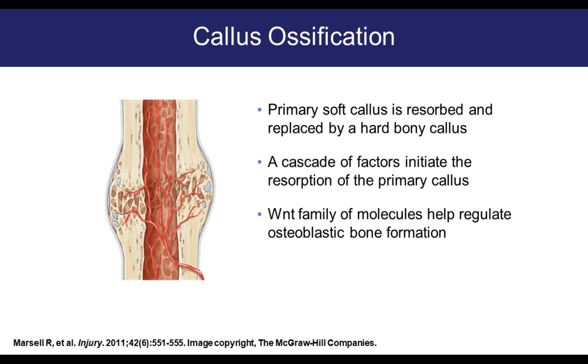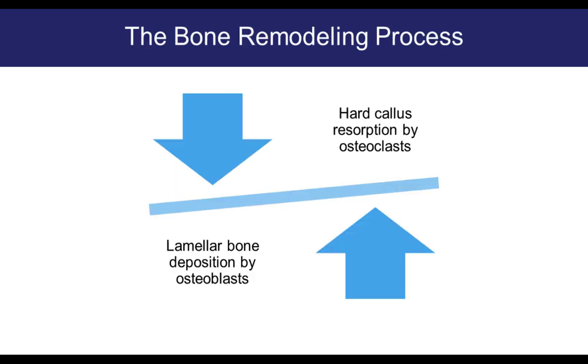And that primary soft callus, that cartilage callus, is resorbed and replaced by a hard bony callus. A cascade of factors initiate the resorption of this primary callus. So again, very similar to the response to fracture, bringing in stem cells and growth factors. We need that for the continuation of secondary bone healing to go from cartilage to bone. I've heard it pronounced WNT, but the WNT family of molecules helps to regulate the osteoblastic bone formation. And again, you want those factors to be present, and you need blood vessels to get them there. And this is all a balance.